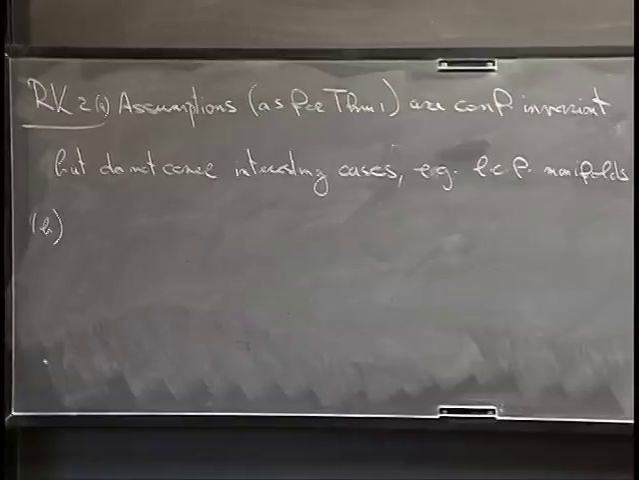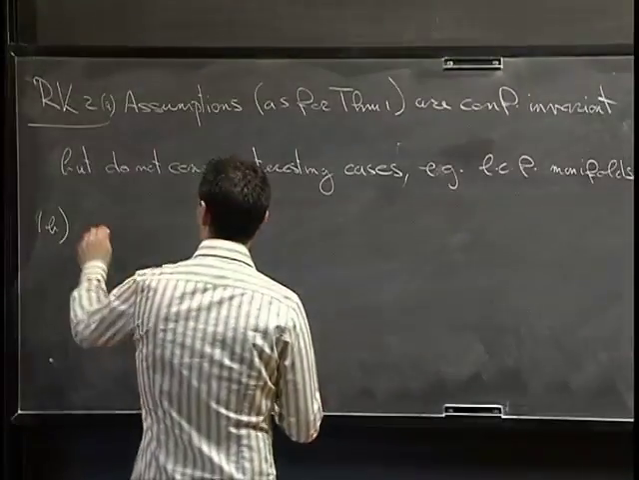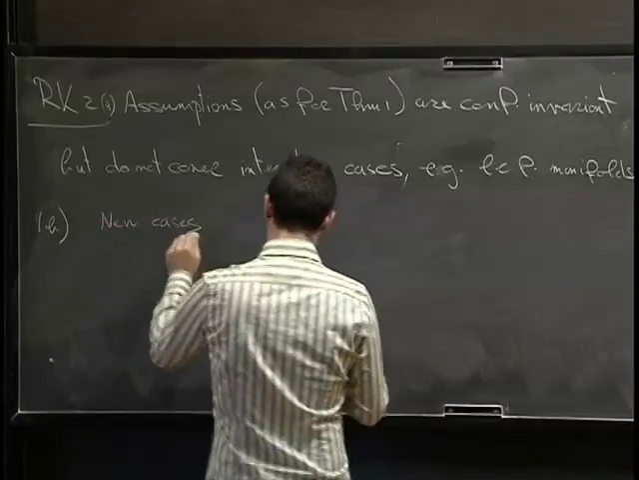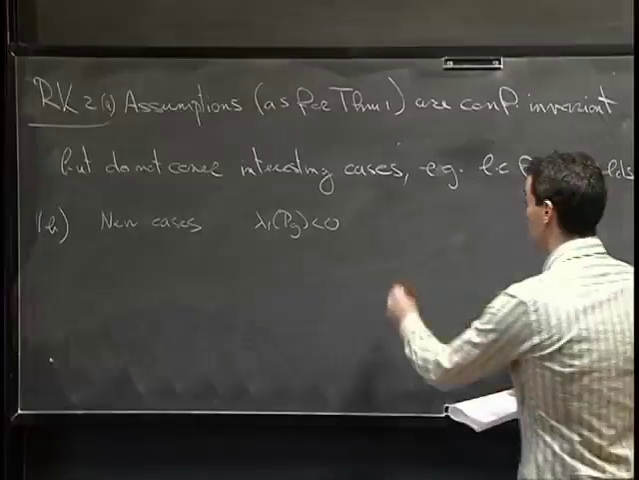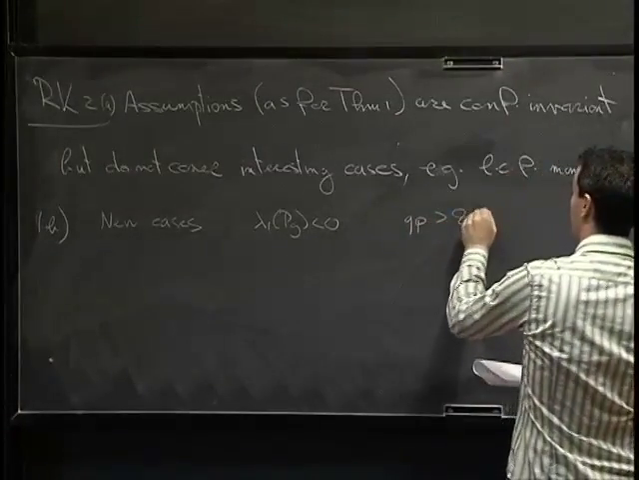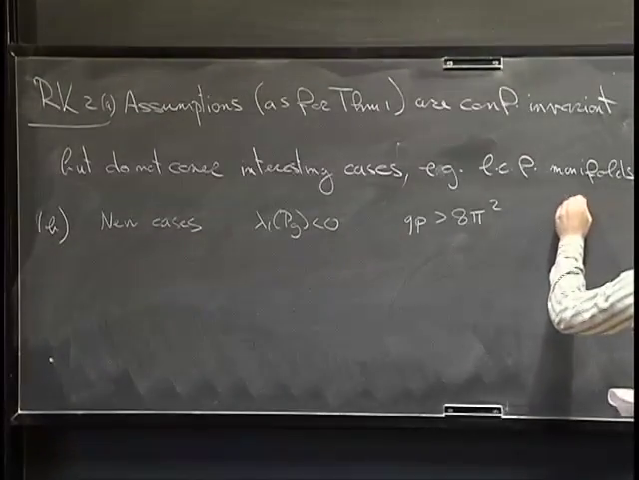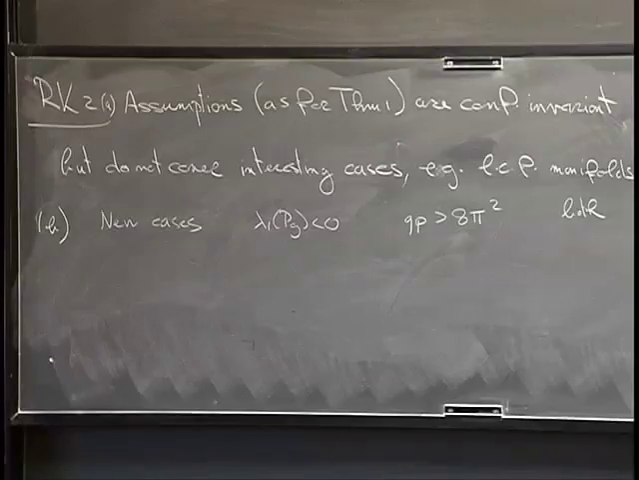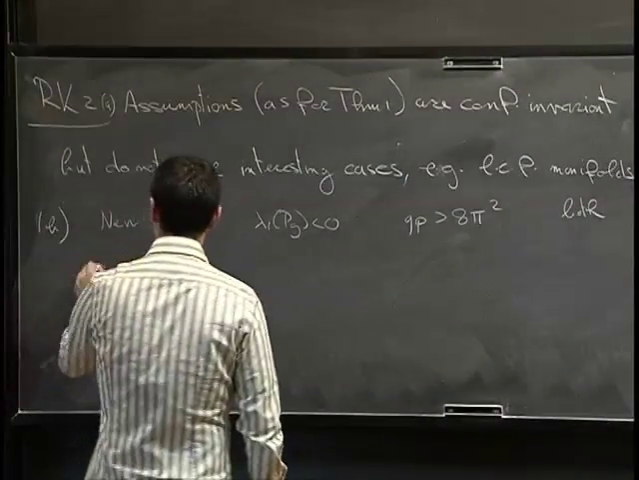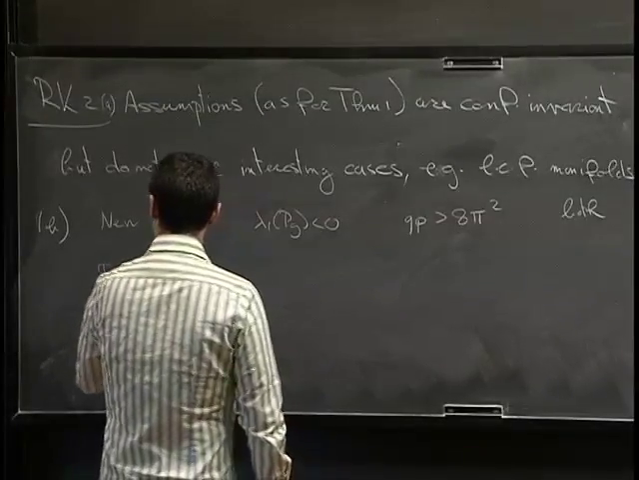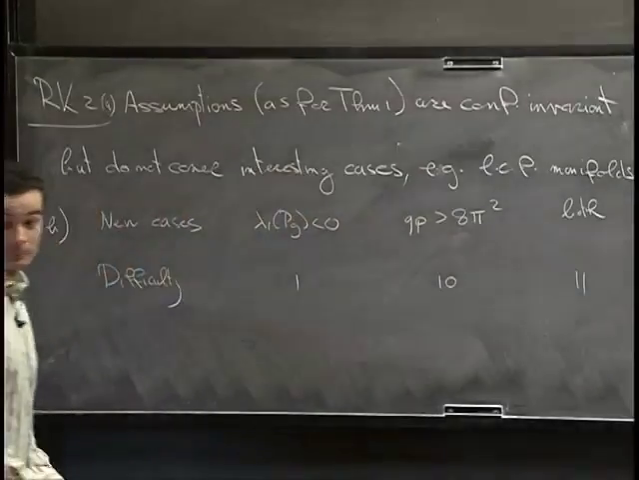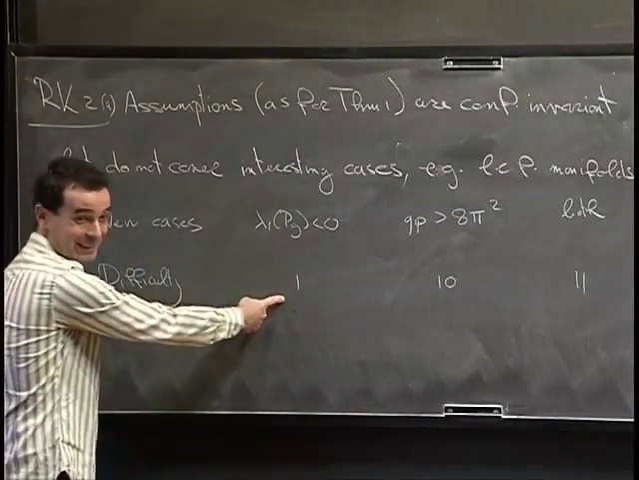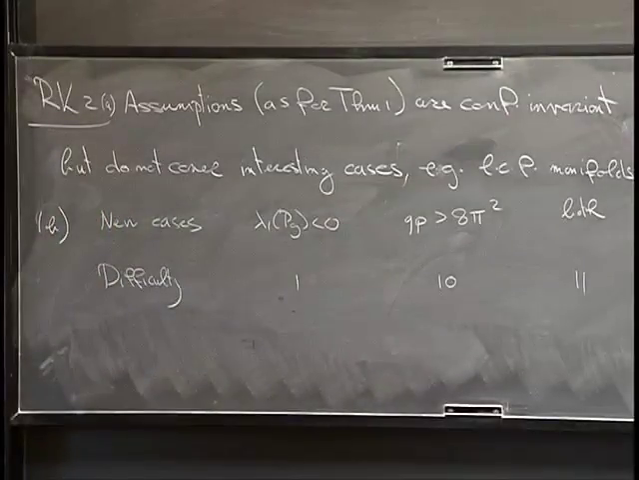Just some comment about the difficulty of this extension. So the new cases are when lambda 1 of PG is negative. Okay, so we allow negative eigenvalues. Or when the total Q-curvature is greater than 8 pi squared. Or when you have both these conditions. So just to be heuristic, say if I would evaluate the scale of difficulty, I would say 1 here, maybe 10 here, and 11 here. Okay, so today I want to cover this case. But I will describe, say, the general strategy for solving the problem.